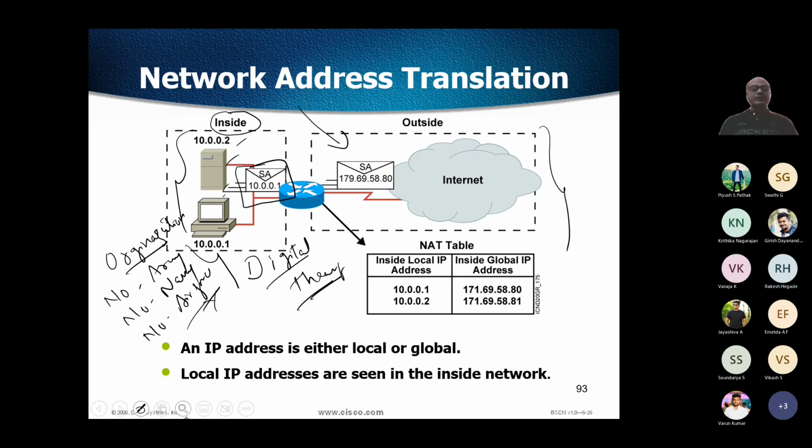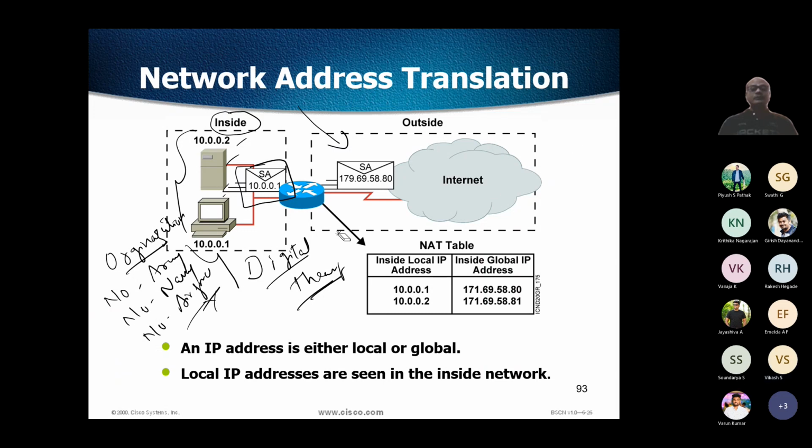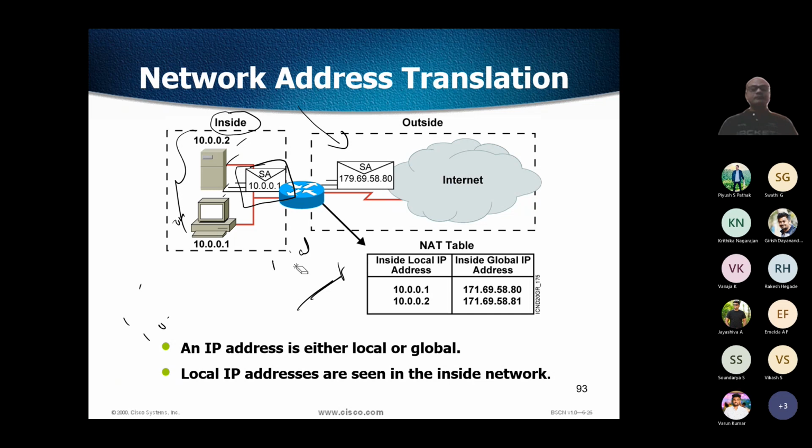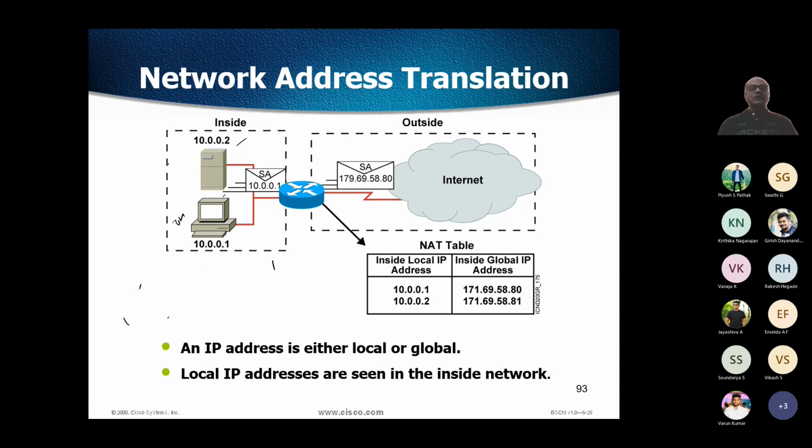So what I'm trying to explain here, guys, now I'll come to the point. Let's remove this. As we can see in the network here, we have two PCs which are trying to communicate. Take this pen. As you can see, this PC wants to communicate. So how will the NAT table make an entry?